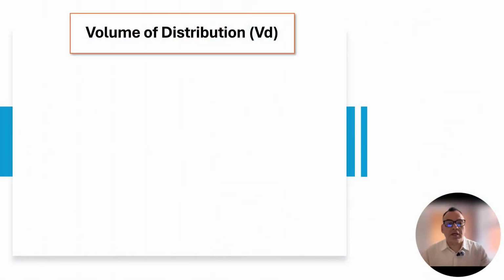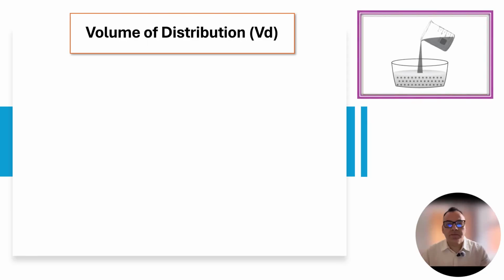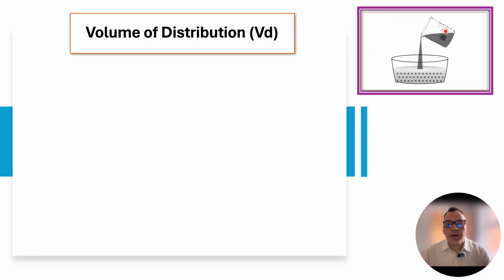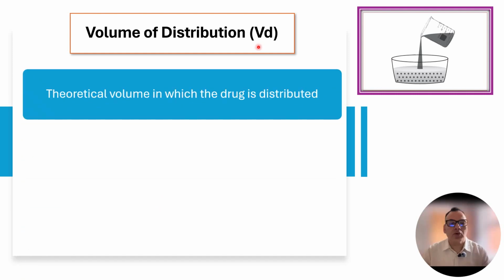Now we will discuss the volume of distribution. Imagine the drug and the amount of drug are in a beaker and you dissolve it in this liquid. So the drug will distribute in this liquid. The amount of liquid in the body is equivalent to the volume of distribution. So it is the theoretical volume in which the drug is distributed.